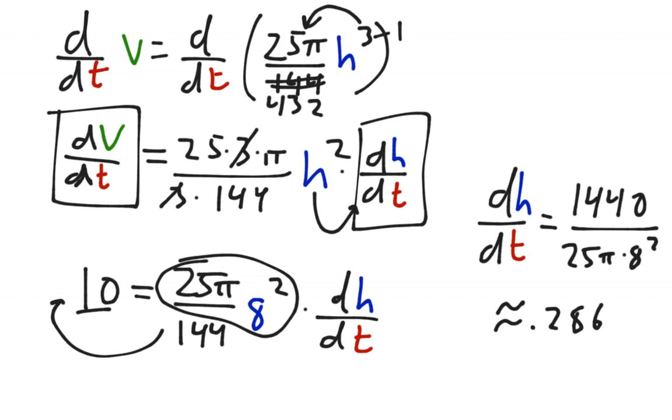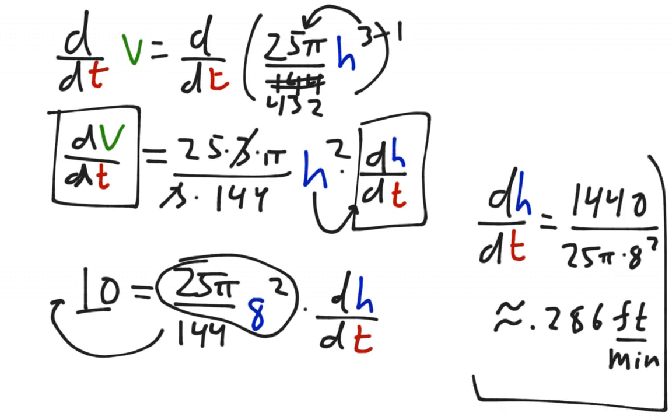dh/dt, h is measured in feet, and in this problem the time was measured in minutes, and so that is the answer. Woo! Hey, stay tuned for a second. I'm going to explain the other way to do this problem, and it's sort of similar, but just so you get a feel for it.